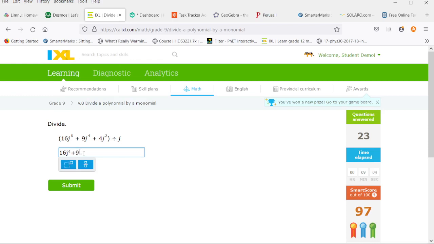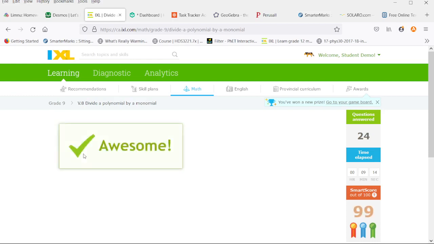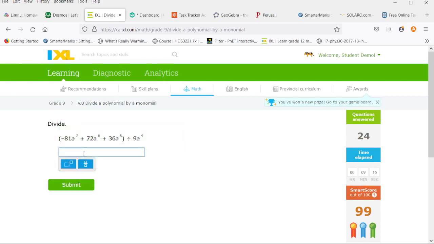Oh, missed the j part. There we go. 9j cubed plus 4j. And unless we mess up, this will be the last one. Negative 81 divided by 9 is a negative 9. And we deduct 4 of our 7a's to leave us with a cubed plus 8a squared plus 4a.